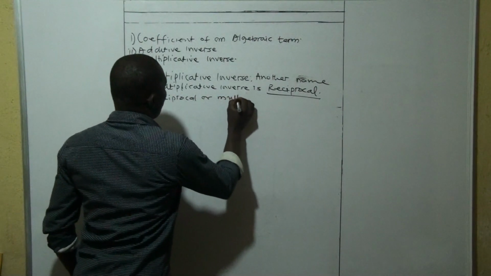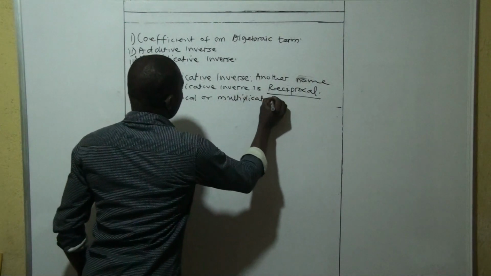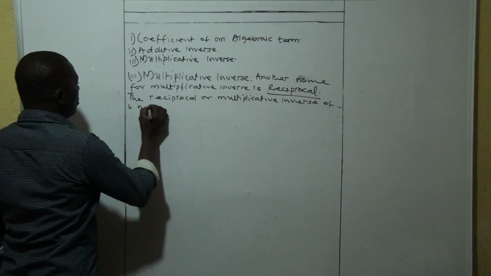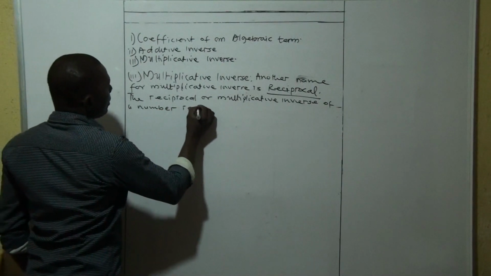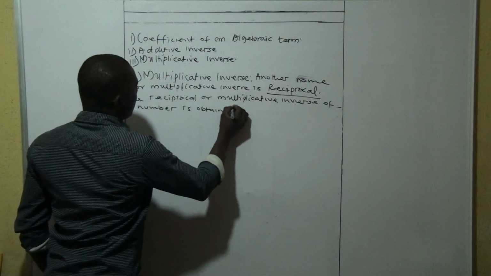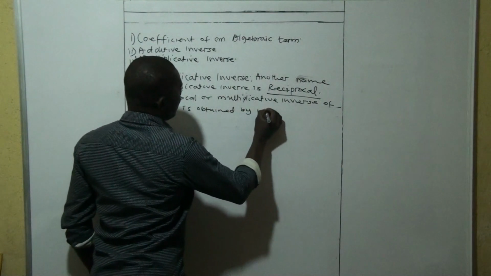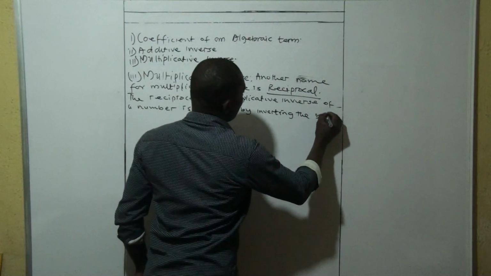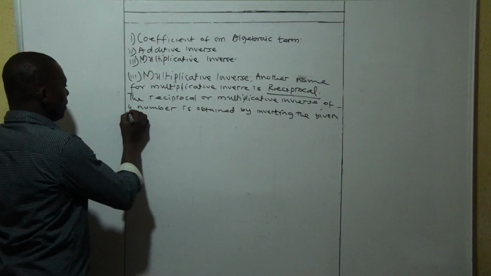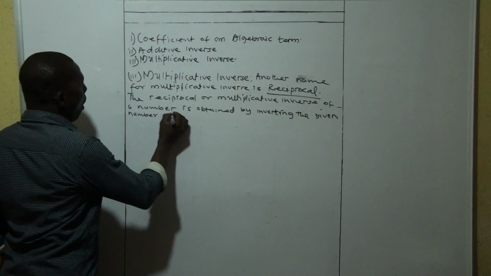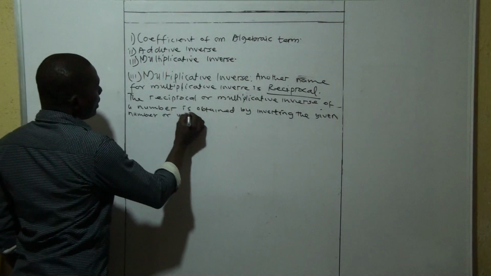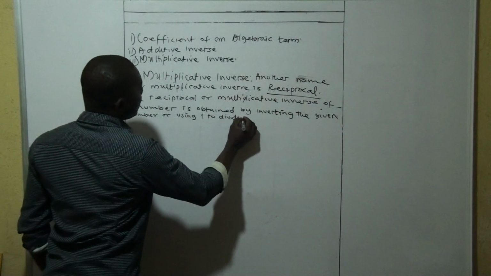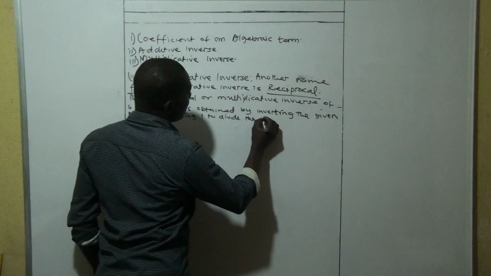or multiplicative inverse of a number, is obtained by inverting the given number, or using 1 to divide the given number.